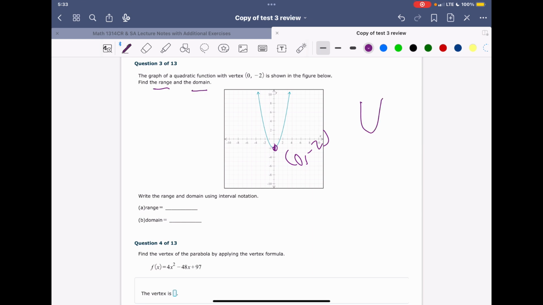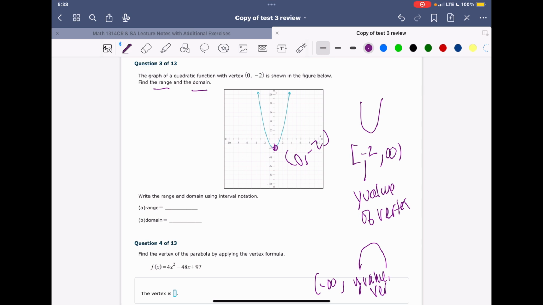Range, when it opens upward, is going to be a bracket, whatever the y value of the vertex is. So in this case, it's -2, and then it's going to be infinity. If it opens downwards, it's going to be -infinity, and then whatever the y value of the vertex is, and then it's going to have a bracket. So in this case, our range is the y value, -2, comma, infinity. And then domain is always -infinity, infinity.